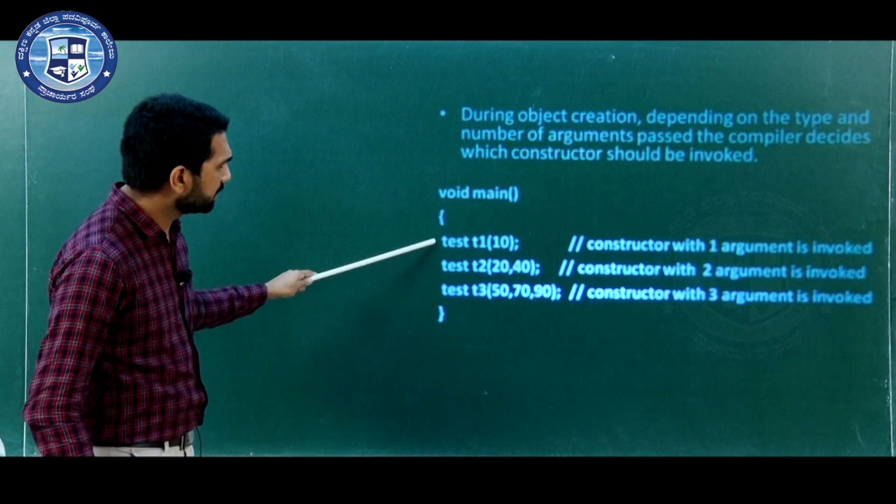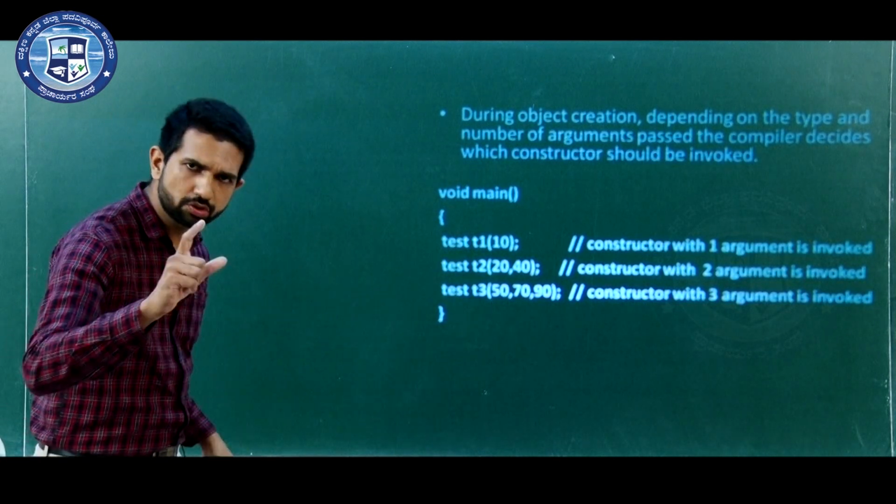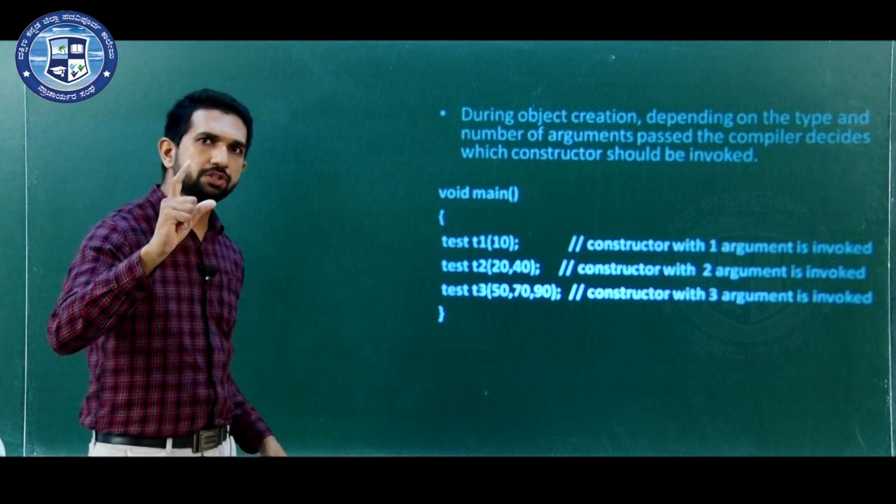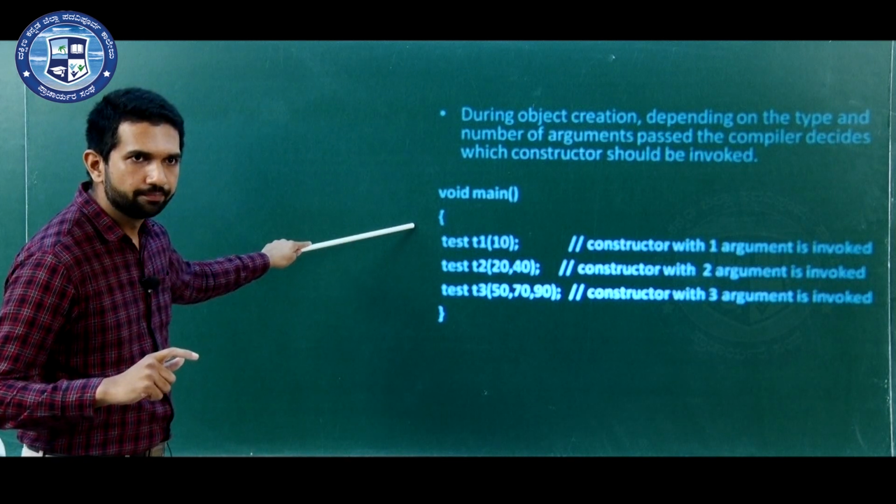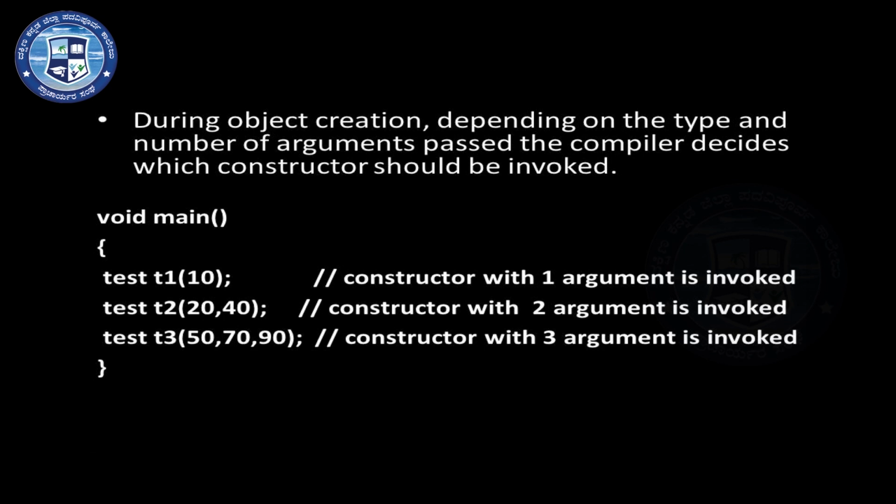So, see in this example inside void main, because students, every program execution starts with the void main function. Here you can see Test T1, that means creation of the first object with one value. So, the constructor with one argument should be invoked. It should search for its matching one argument constructor. Similarly, whenever you encounter Test T2 of 20 and 40, you can see two values along with the object T2, that means the constructor with two arguments is invoked.